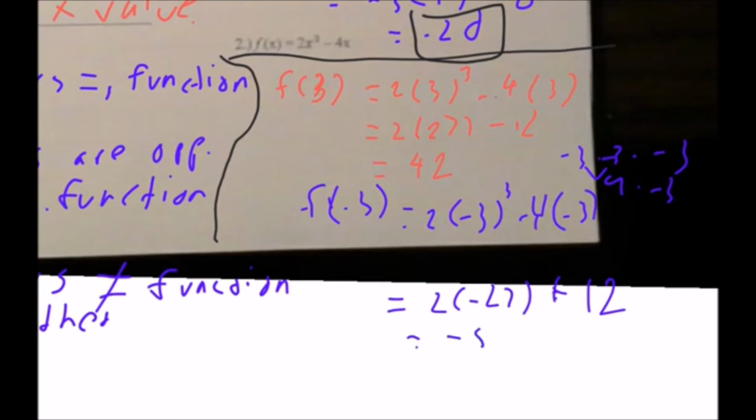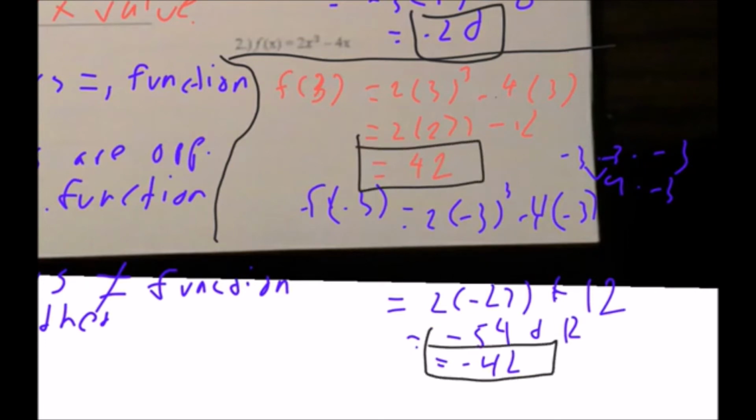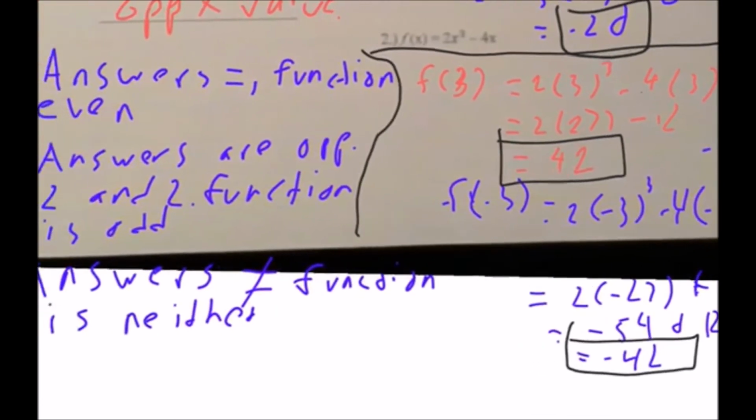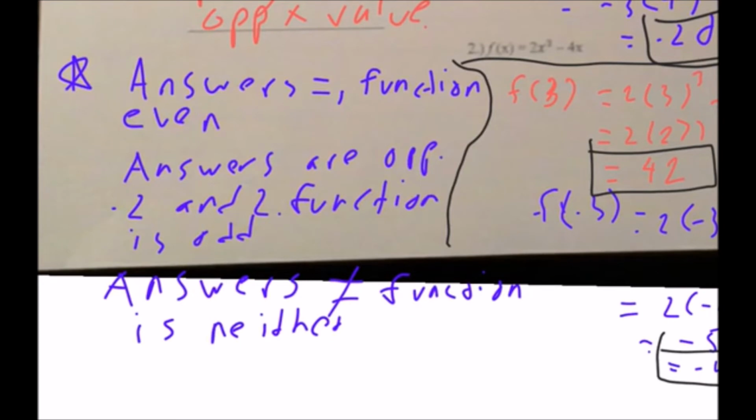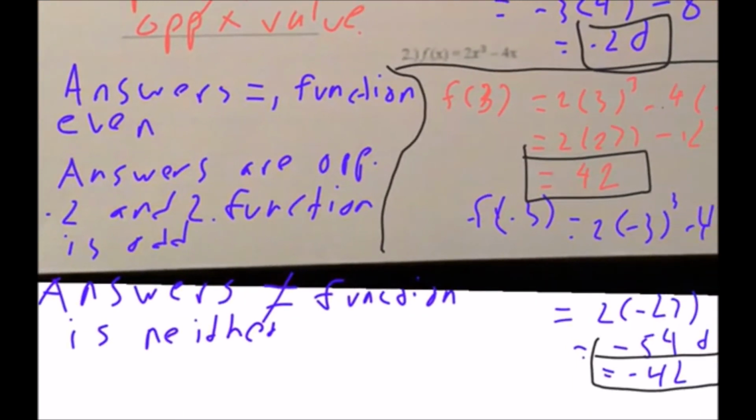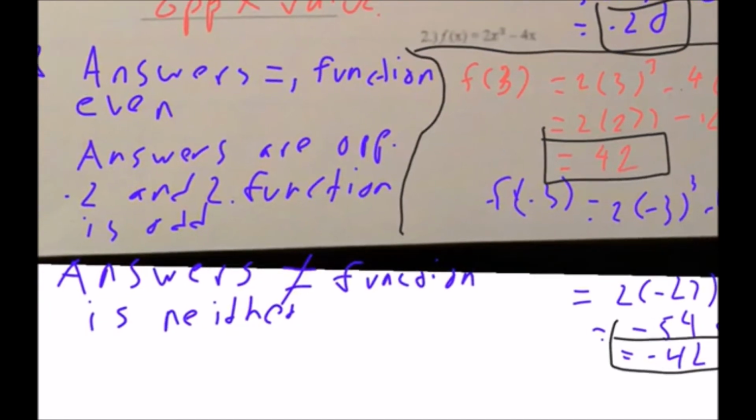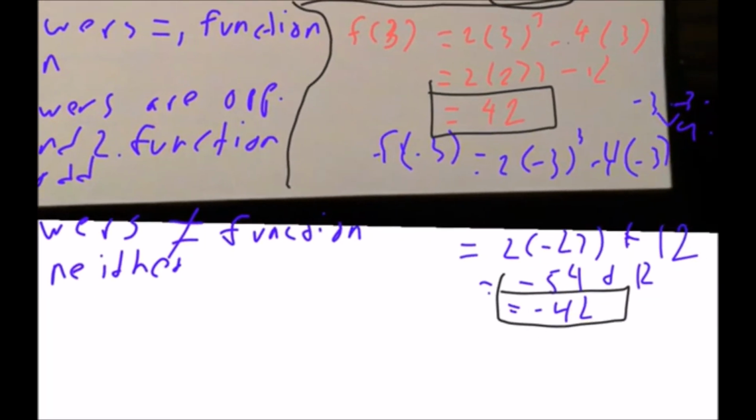You get -54 plus 12, and that equals -42. So here we go again. We're looking at our answers. So we got 42, we got -42, and if we go back over here, are the answers equal? 42 does not equal -42, so the function's not even. Are the answers opposite? 42 and -42? Yes, we have a winner.